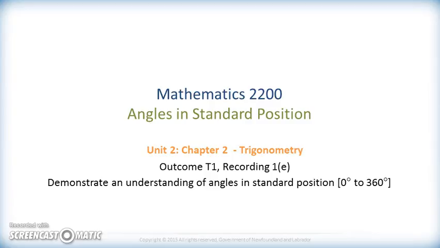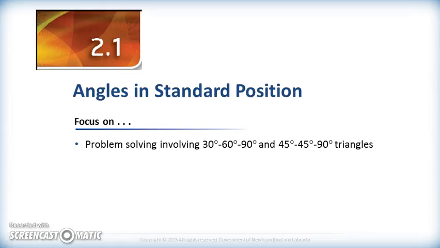Hello and welcome to recording 1E in our review series on angles in standard position, Unit 2, Chapter 2, Trigonometry, Mathematics 2200. In this recording, we'll be focusing on a couple of examples to extend our understanding of problem solving involving 30, 60, 90 and 45, 45, 90 triangles.